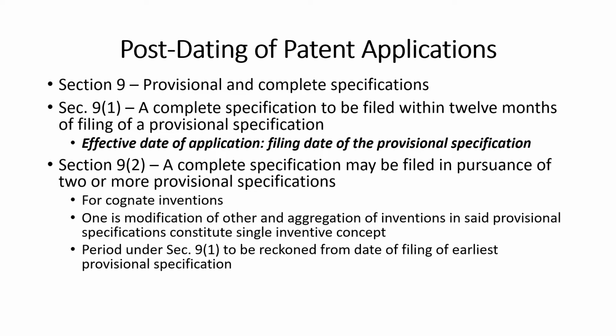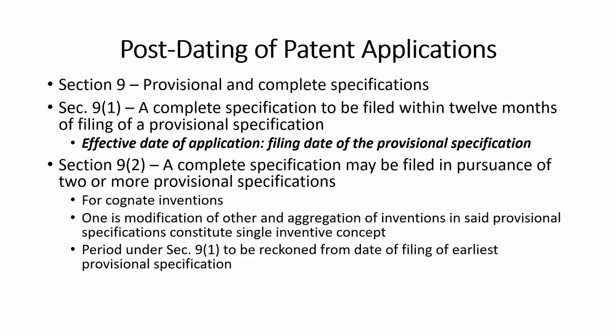Section 9(2) deals with a situation where there may be two or more provisional specifications covering different aspects of an invention. So maybe these could be cognate inventions, or maybe one could be a modification of the other invention, and these are covered under different provisional specifications.